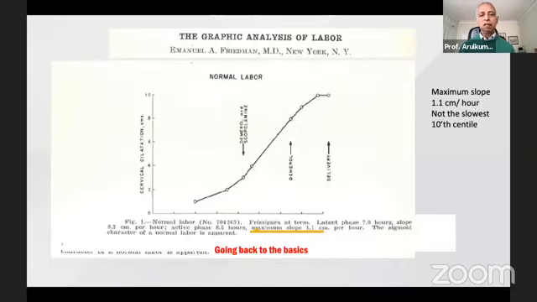And the second thing we mistook was that Friedman did not describe the slope of labor minimum dilatation as 1 centimeter per hour. He said in his original paper, the maximum slope is 1.1 centimeters per hour. But somehow it got mixed up, and people thought women should dilate more than 1 centimeter per hour. So the slower dilatation might be even less, 0.3 or 0.4 centimeters per hour. So that was missed in the presentation.